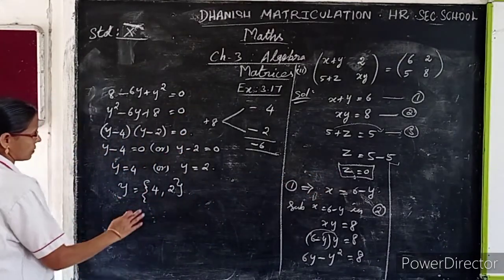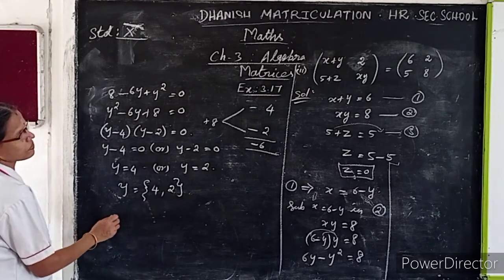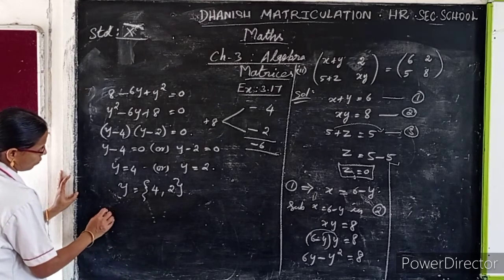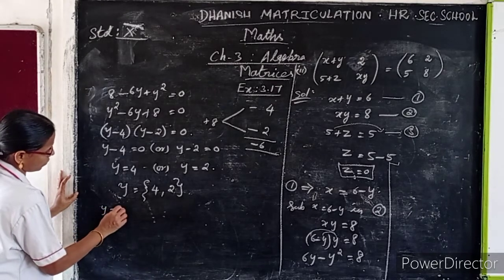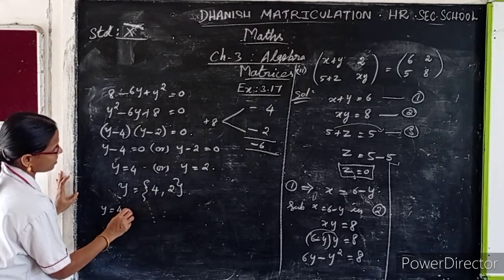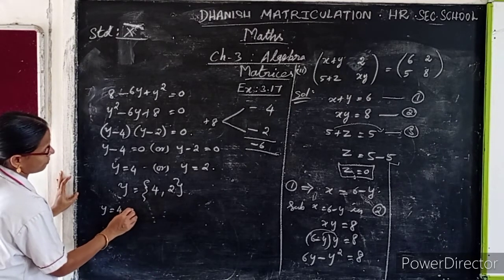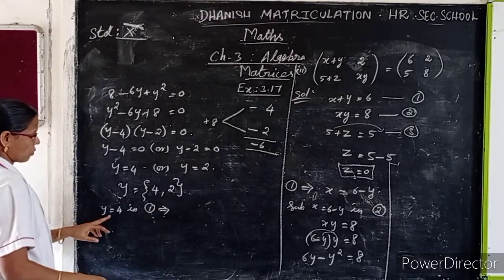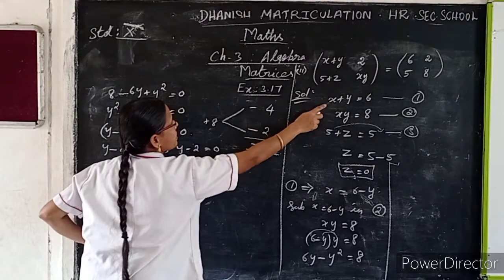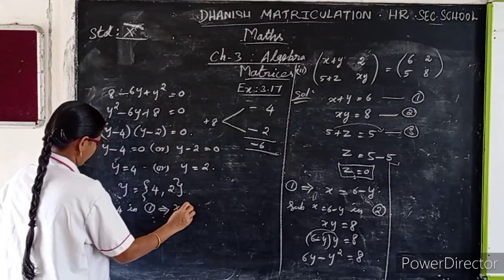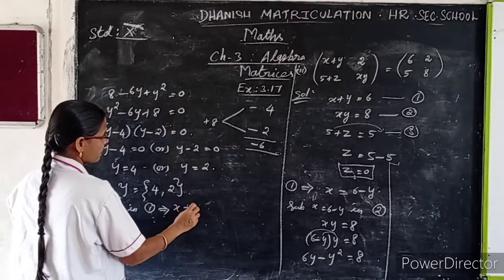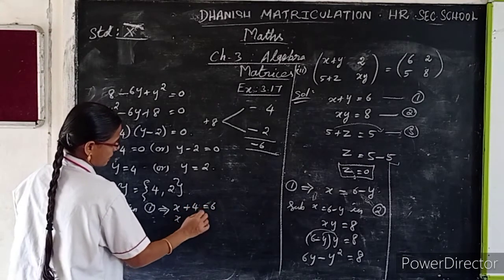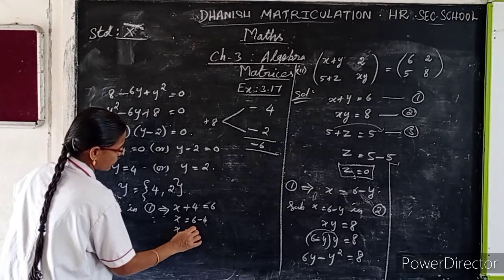If y is 4 comma 2, then find x. Substitute y is equal to 4 in the first equation. X plus y, y is 4. This is the first equation. Substitute that. X plus 4 equal to 6. So x is equal to 6 minus 4. So x is equal to 2.